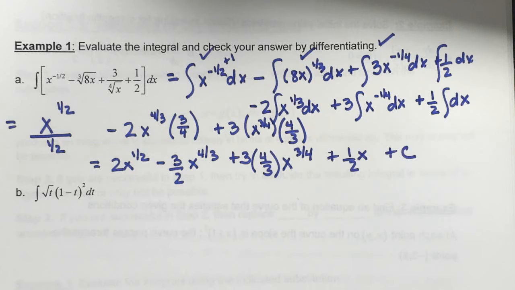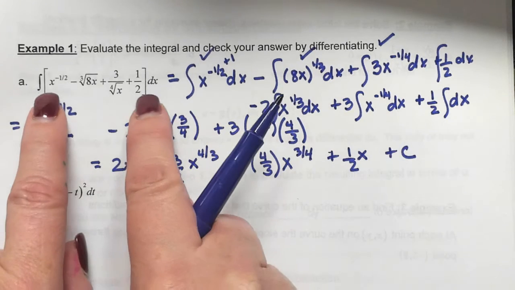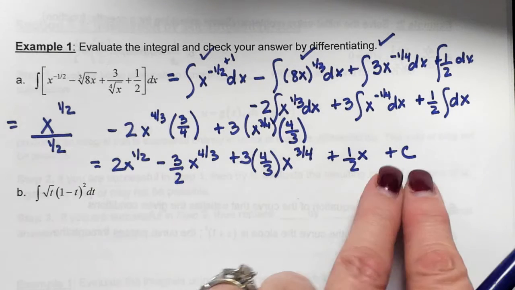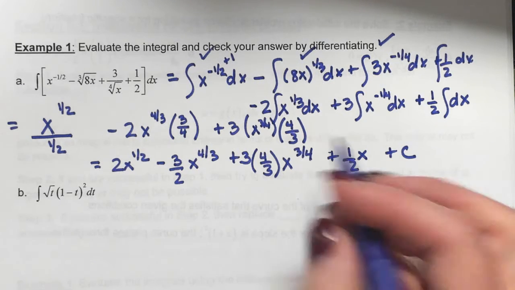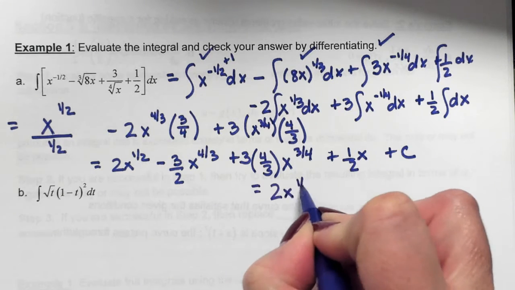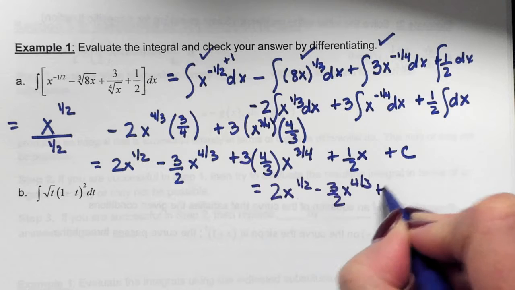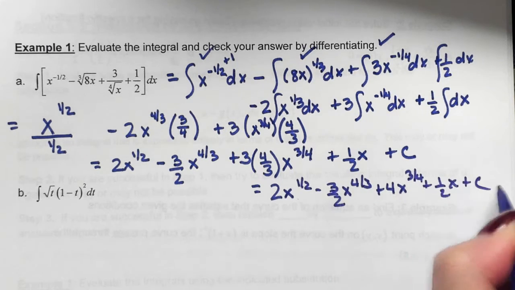Again, we know if I take the derivative of this whole entire expression, it should get me back to the integrand. We don't know if there was a constant or not, because I know the derivative of a constant is 0. That's why you've got to write that plus C. So my final answer is going to be 2x to the 1/2 minus 3/2 x to the 4/3, again, plus 4x to the 3/4, plus 1/2 x plus C.